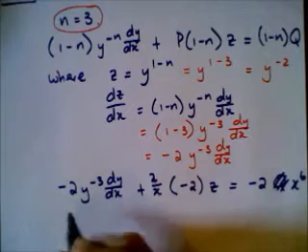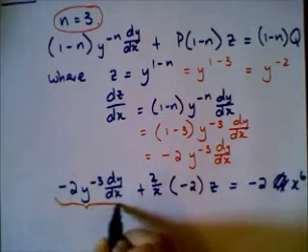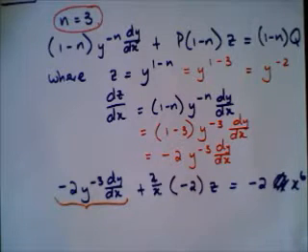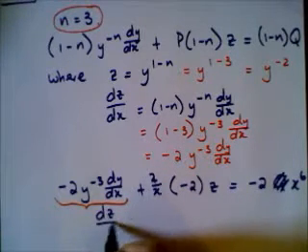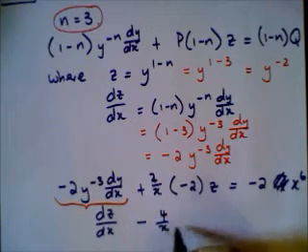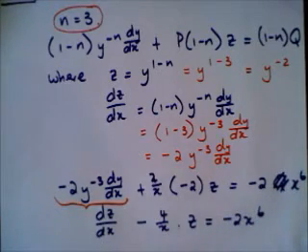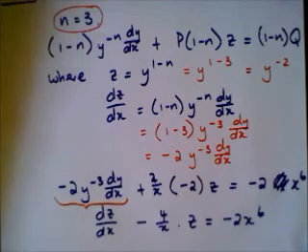Right? So then your first term becomes dz dx minus 4 over x times z equals minus 2x to the 6. Right? So now we have your linear form. You've converted it into linear form. Once you've got that, you can then solve the linear differential equation.